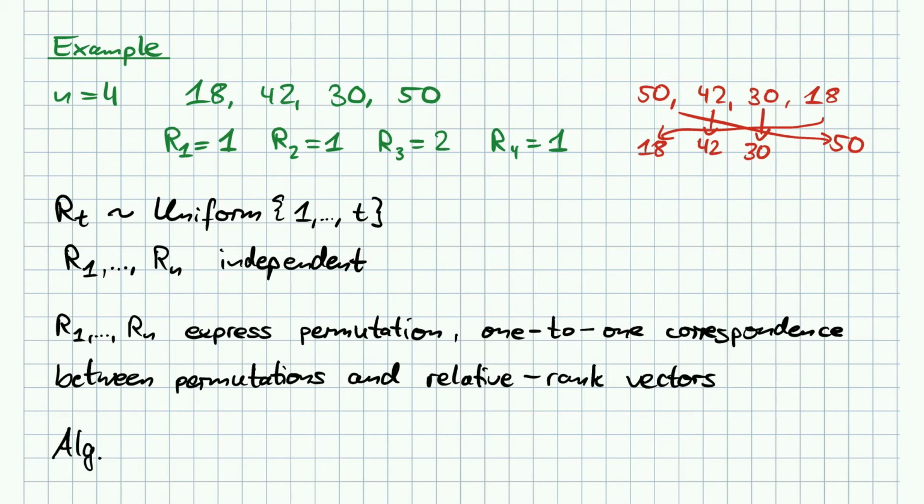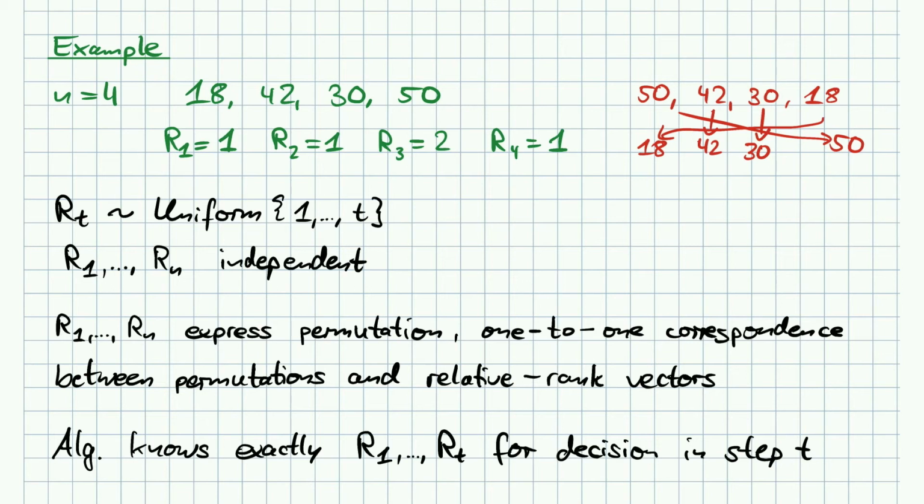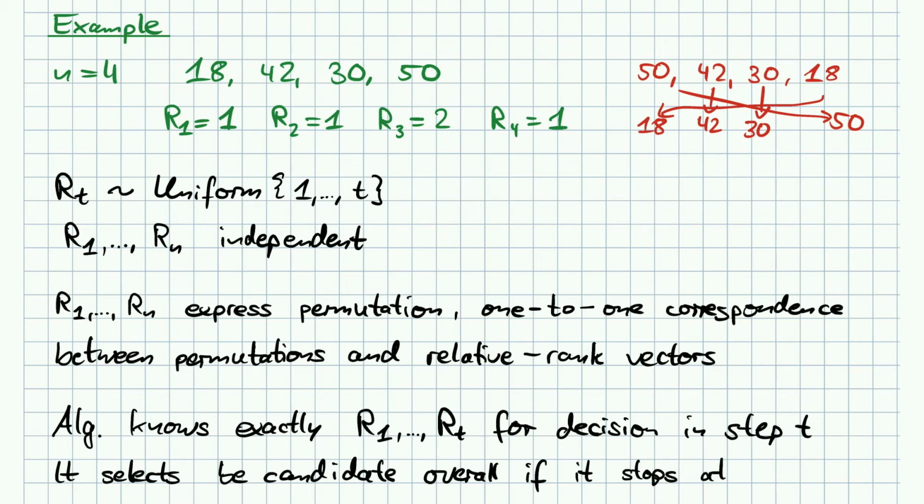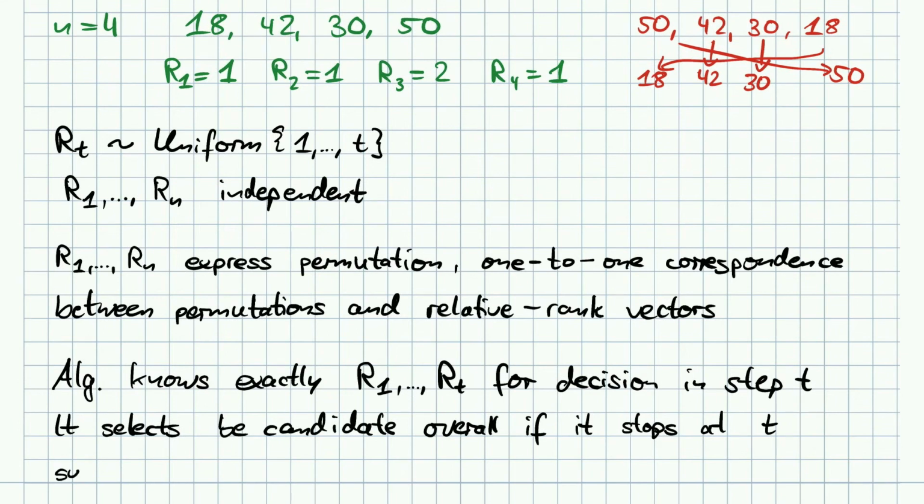So our algorithm knows exactly R1 through Rt for the decision in step t, and it selects the best candidate overall if it stops at a point t such that Rt is equal to 1 and Rt+1 is greater than 1, and so on up to Rn is greater than 1.